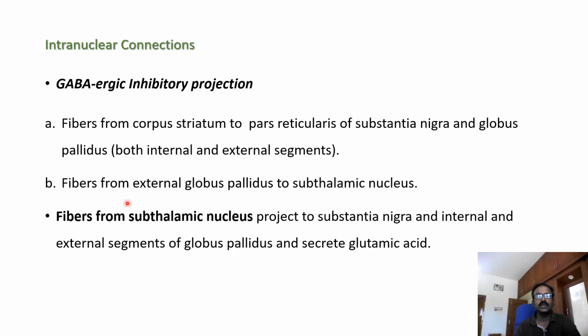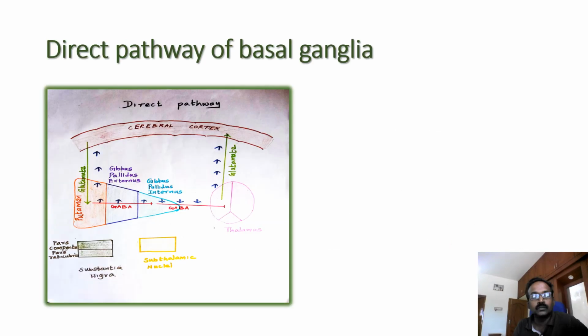Fibers from the external globus pallidus to the subthalamic nucleus also release GABA. Fibers from the subthalamic nucleus projecting to the substantia nigra and the internal and external segments of the globus pallidus secrete glutamic acid. The diagram explains the direct pathway of the basal ganglia.